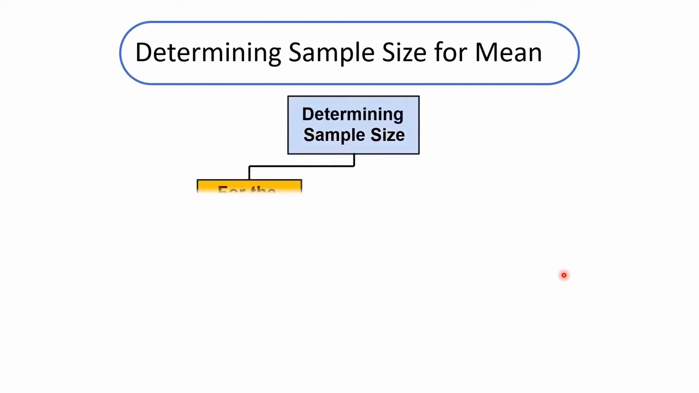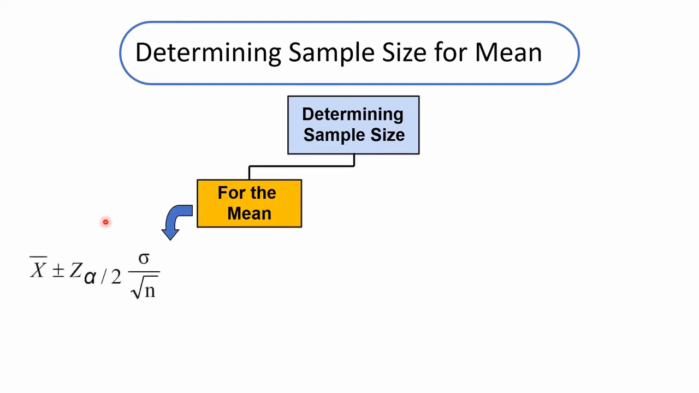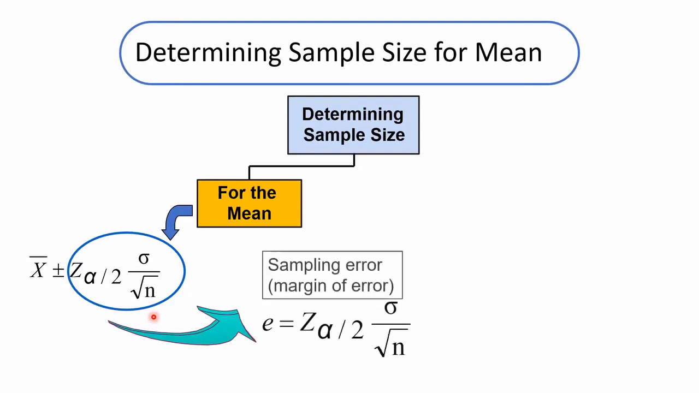So how do you go about doing this for the mean, the sample size for the mean? You know the equation. This is the equation for the confidence interval for population mean mu. Now we are going to take this section of this equation and call it E, and that is your sampling error or the margin of error.